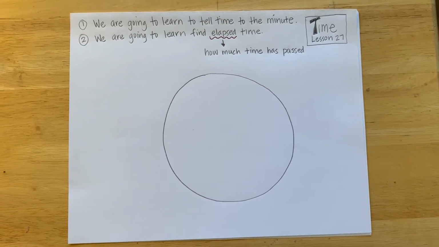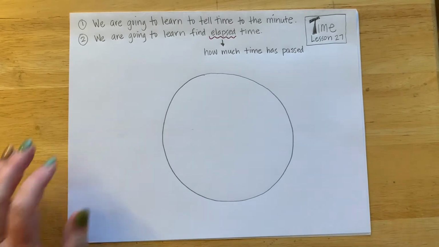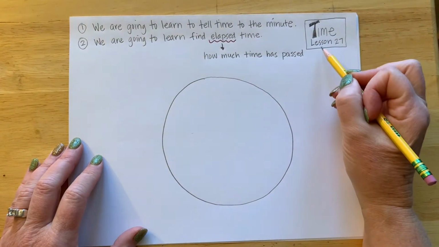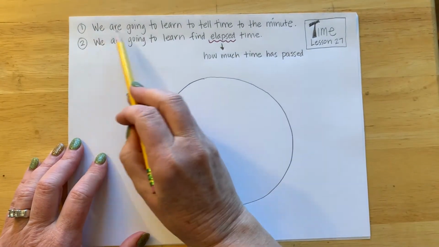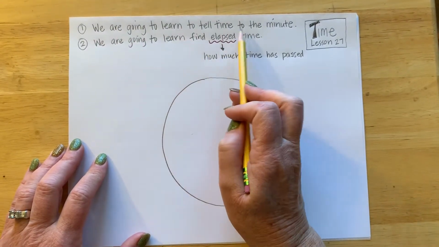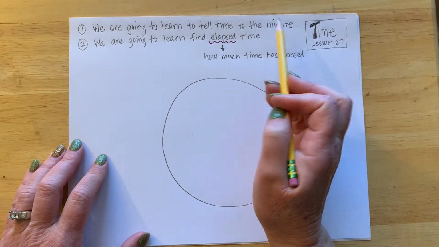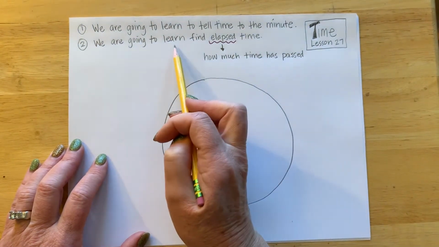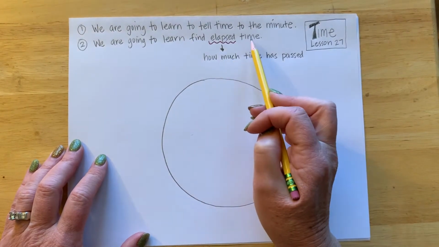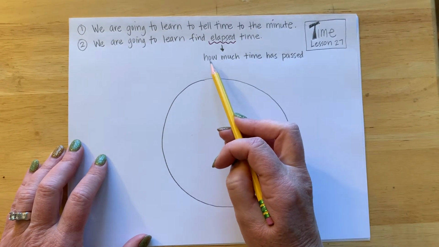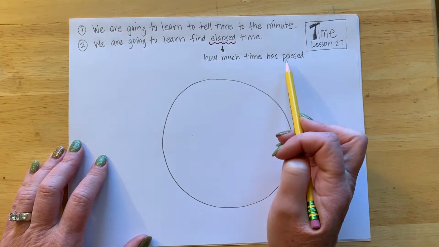Today we are going to start our math lesson with time. We are going to work on lesson 27. In lesson 27, we are going to learn to tell time to the minute. We are also going to learn to find elapsed time. Elapsed time means we need to figure out how much time has passed.